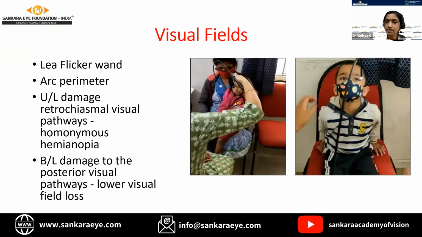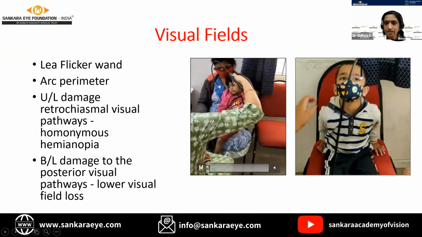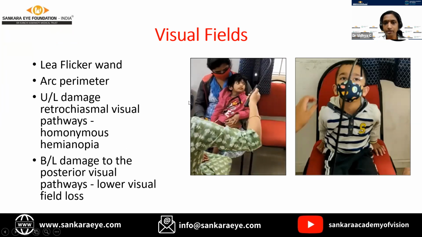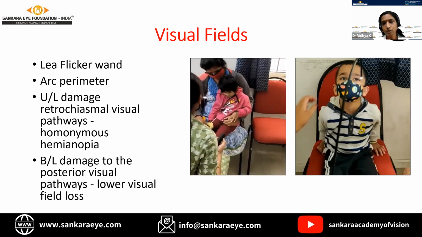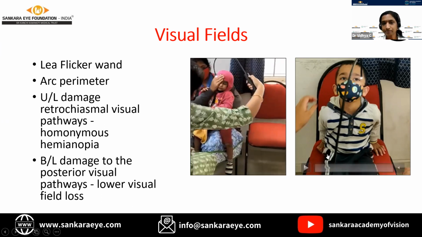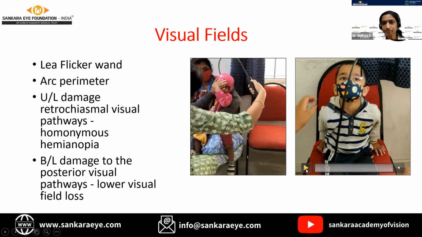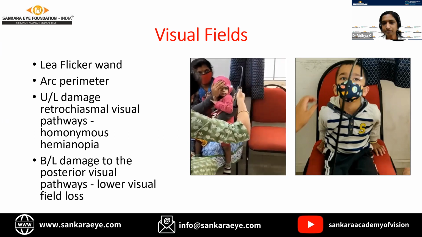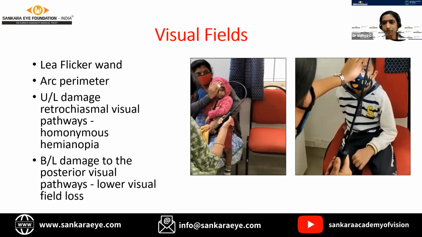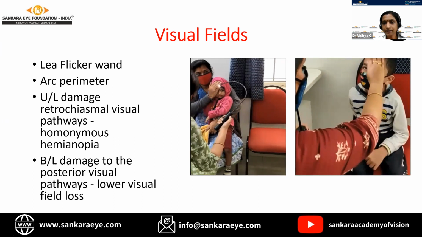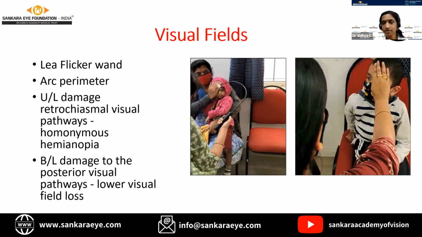Visual fields are usually elicited with the Lea flicker wands or with the arc perimeter. In this picture, you can see the examiner is trying to elicit the visual field using a Lea wand. First, it has to be elicited binocularly, then monocularly. You can see the child focusing on the light, able to recognize the light and move the eyes accordingly.